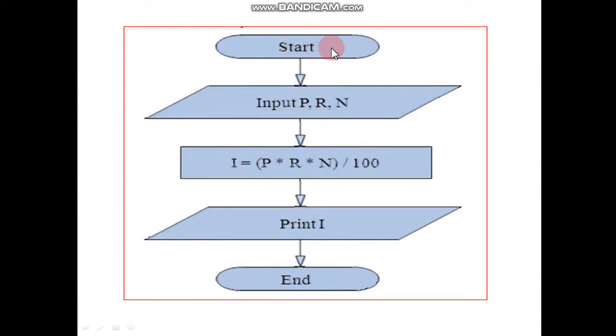First of all, let's take a symbol which is the start symbol. So start with that type of symbol, start. Next, given an input. So input here is P, R, N. P which is the 35,000, rate, and N is equal to 6 years. Next, I is equal to PRN divided by 100 which is the process in a rectangle shape. Next, print I which is the output. So this is the input or output and this is the process and this is the start or end. So this is the flowchart to find the simple interest.